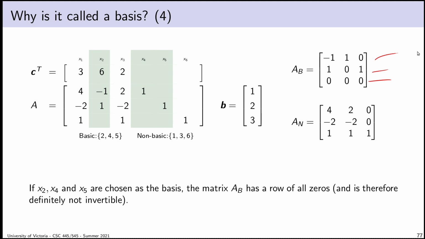Now, to be clear, a matrix doesn't necessarily have to have a row of all zeros to not be invertible. There could be other choices of basis where AB isn't obviously non-invertible, but still isn't invertible. You are hopefully familiar with the fact that a matrix can be non-invertible despite looking very friendly. So what this has shown is that clearly it's not just a matter of yanking out any 3 columns and getting an invertible matrix.